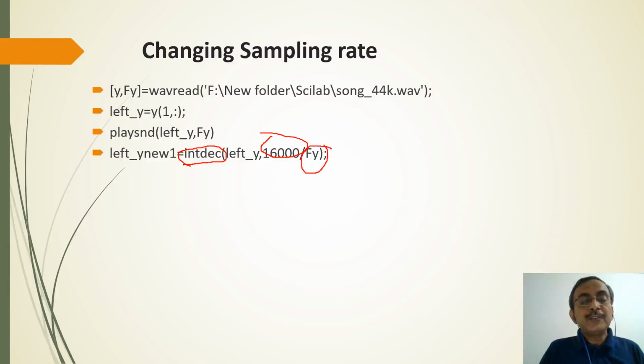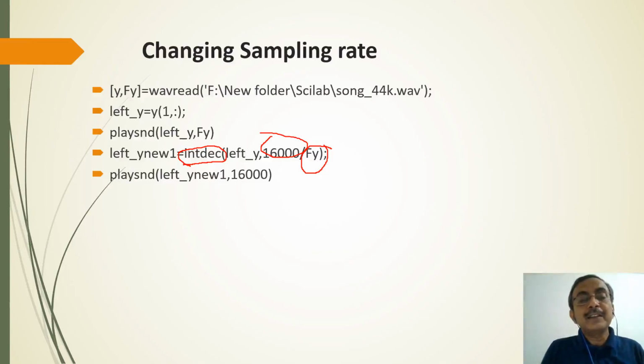So this will create a new signal which has the sampling frequency 16 kilohertz, and we can play this sound now, which will be similar to the previous one, but of course the quality of this particular song will be inferior as compared to what it was in the previous case, because now we have reduced the sampling frequency.